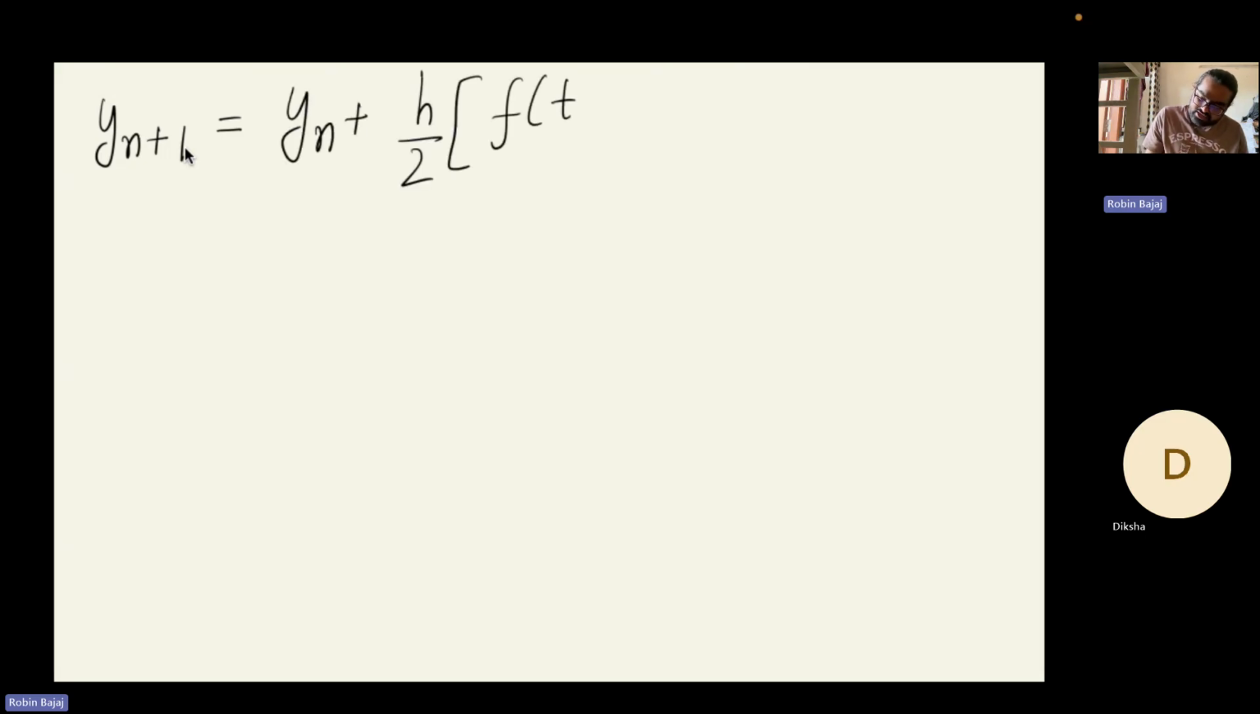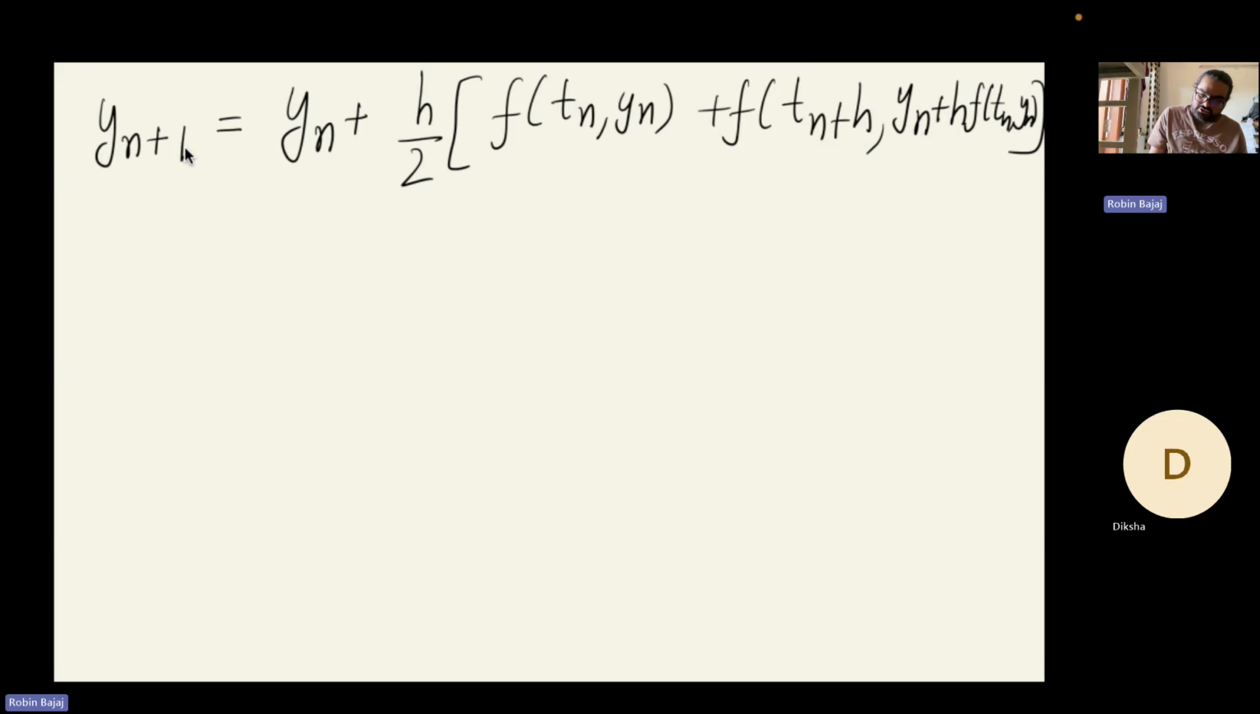Okay. So in the modified Euler method, your differential equation solution is modified like this: y of n plus h by 2 times f at t of n, y of n, plus f at t of n plus h, y of n plus h times f of t of n, y of n. So this is the modified Euler method.